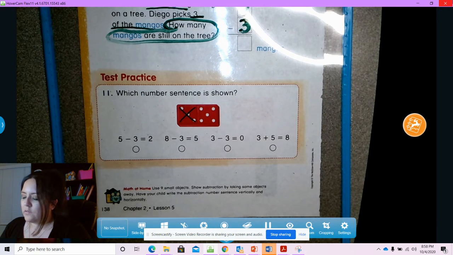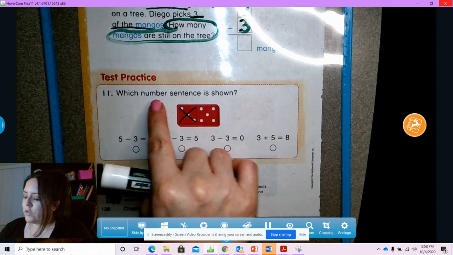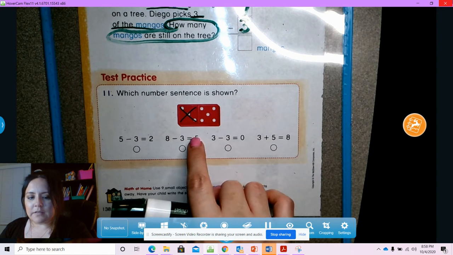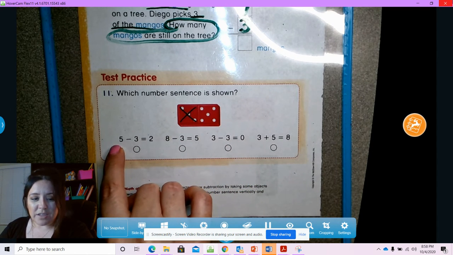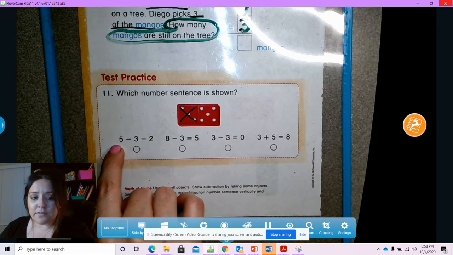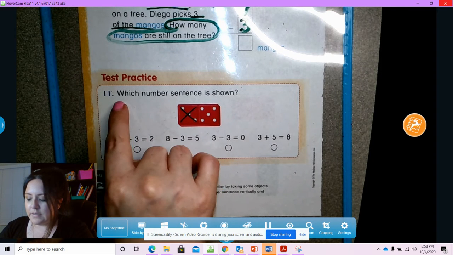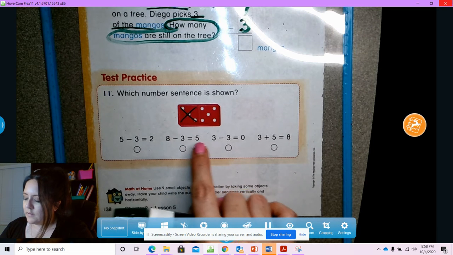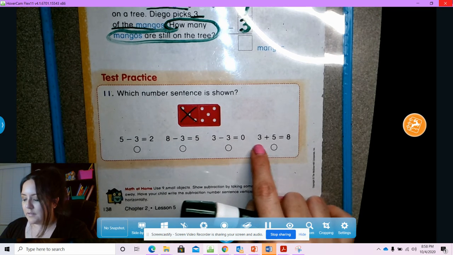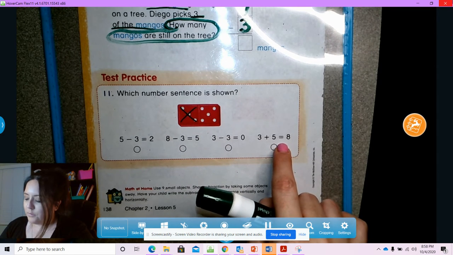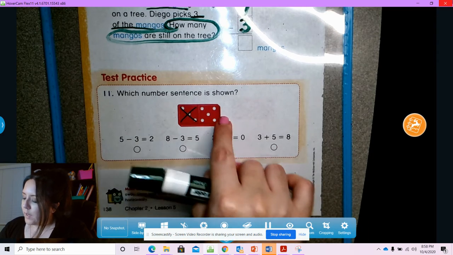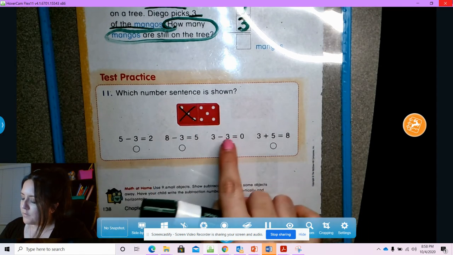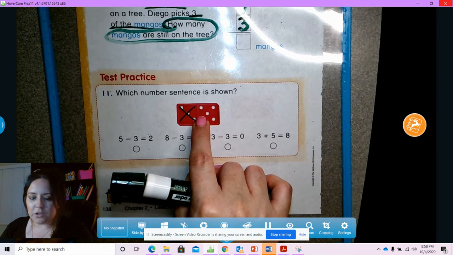Okay, our last one says, which number sentence is shown? So all of these are number sentences. Remember, number sentences are like regular sentences. We read them from left to right, like we would read a sentence with words. This is a number sentence, this is a number sentence, this is a number sentence, this is a number sentence. Okay, so I'm looking at my picture and they're asking me which number sentence matches the picture.